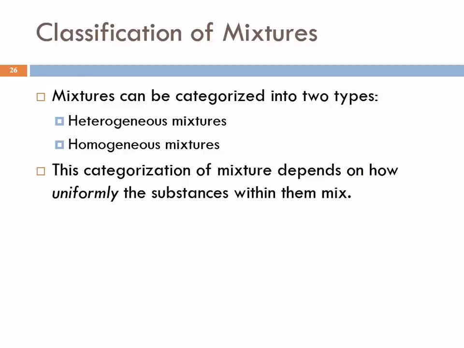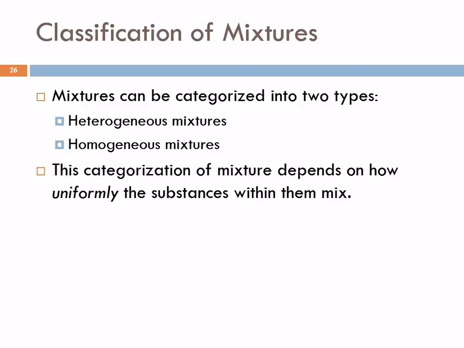We can categorize mixtures. We divide them into two different categories, heterogeneous and homogeneous. And we do a lot with prefixes and suffixes in chemistry. And here we have the prefixes hetero and homo. Hetero means different, and homo means the same.